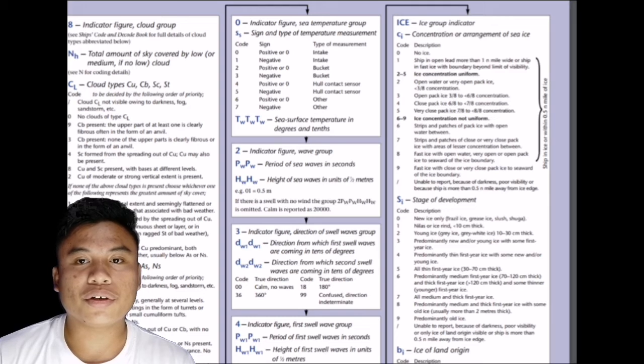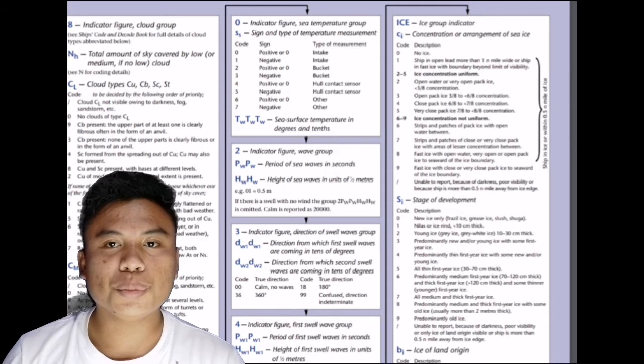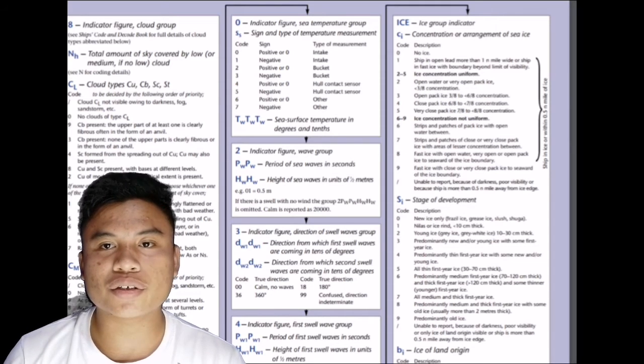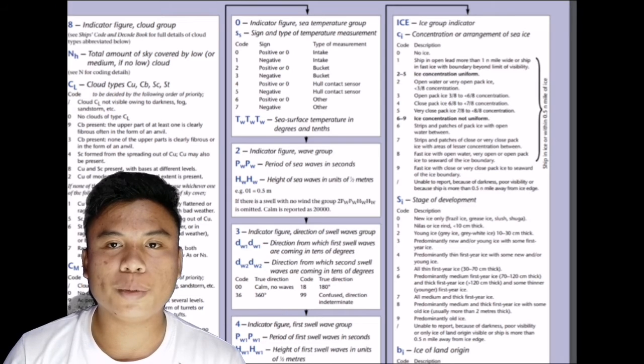2 would be the indicator figure of the wave group. PW would be the period of sea waves in seconds. HW would be the height of sea waves in units of half meters. 3 would be the indicator figure of the direction of swell group. DW1 would be the direction from which first swell waves are coming in tens of degrees. DW2 would be the direction from which second swell waves are coming in tens of degrees.